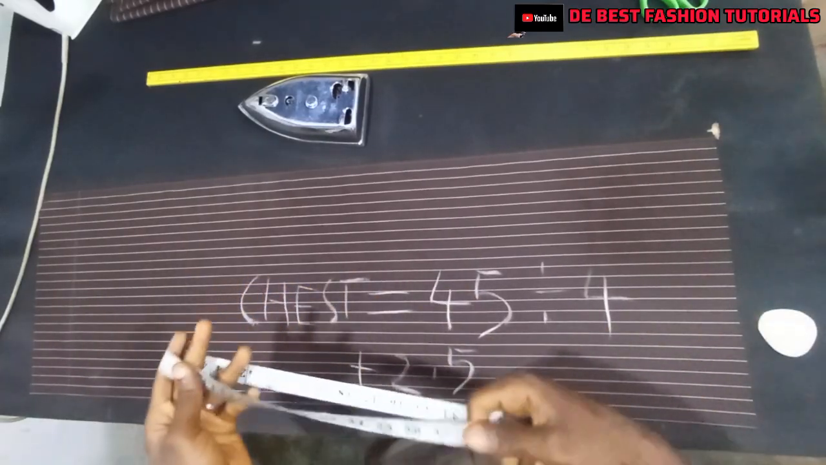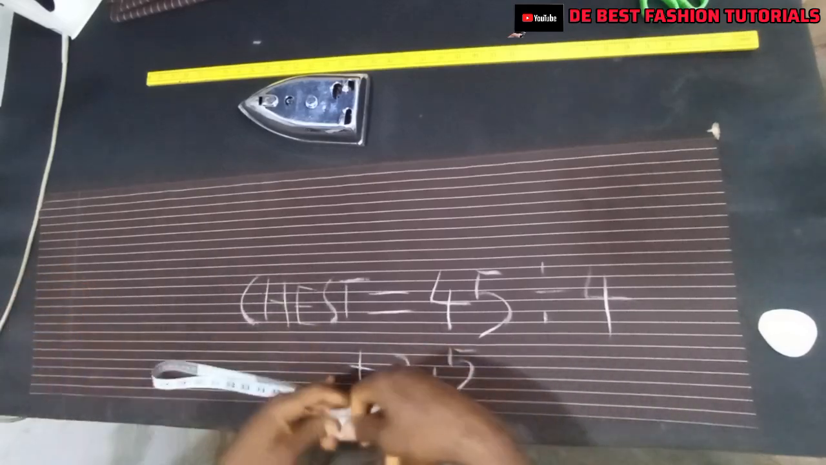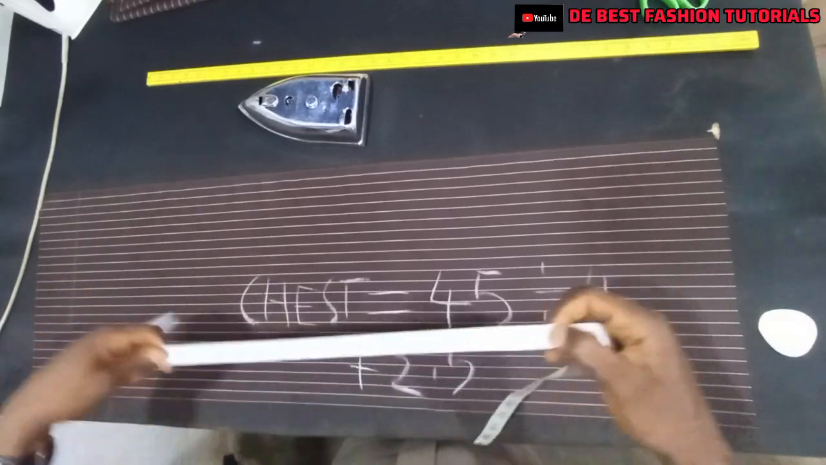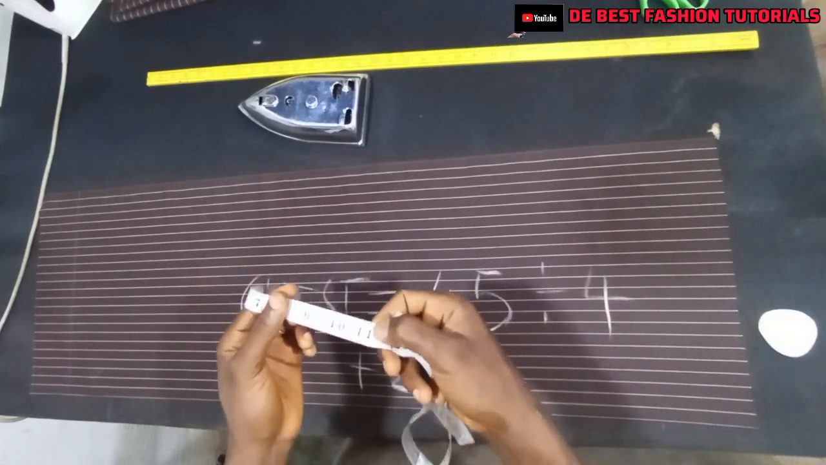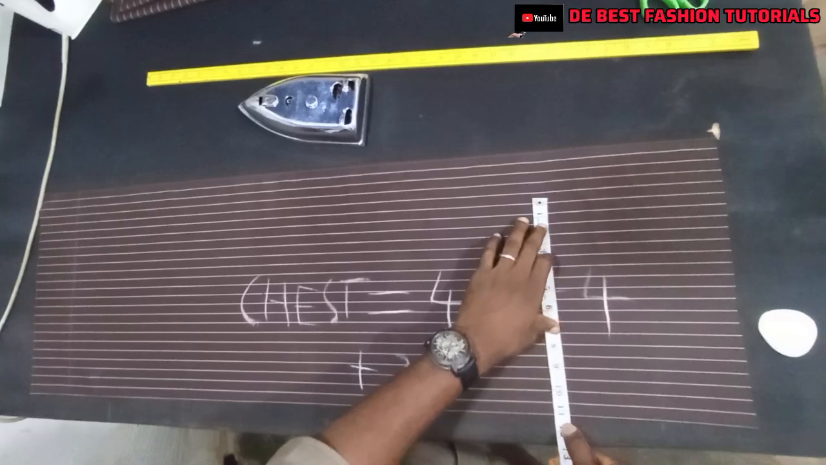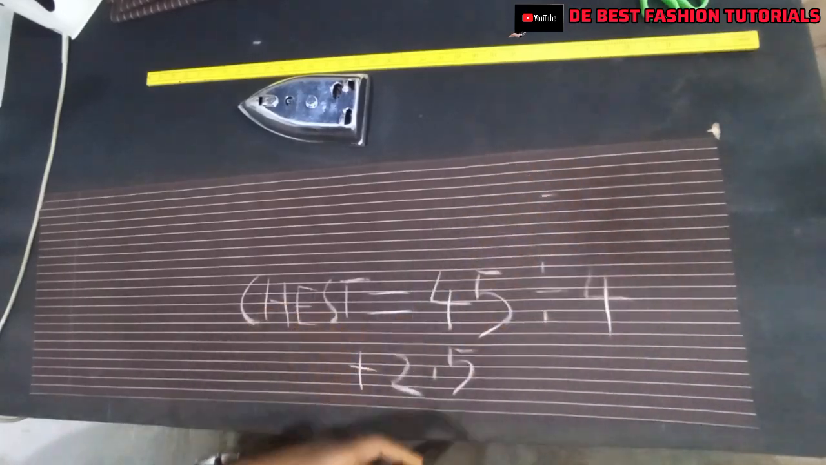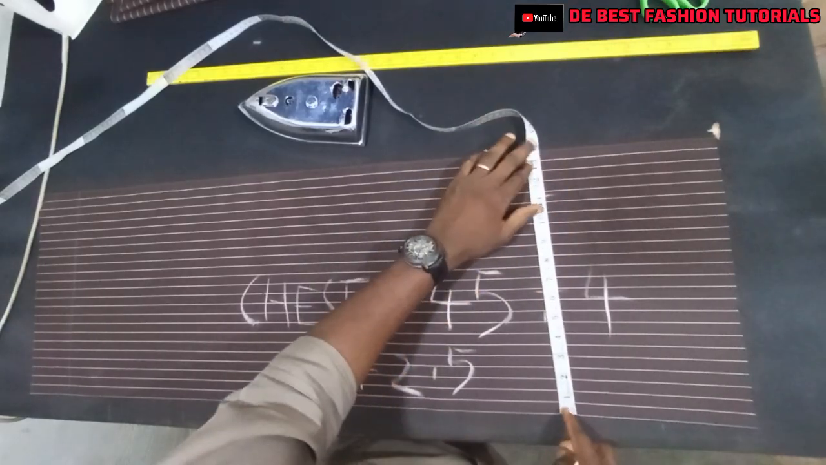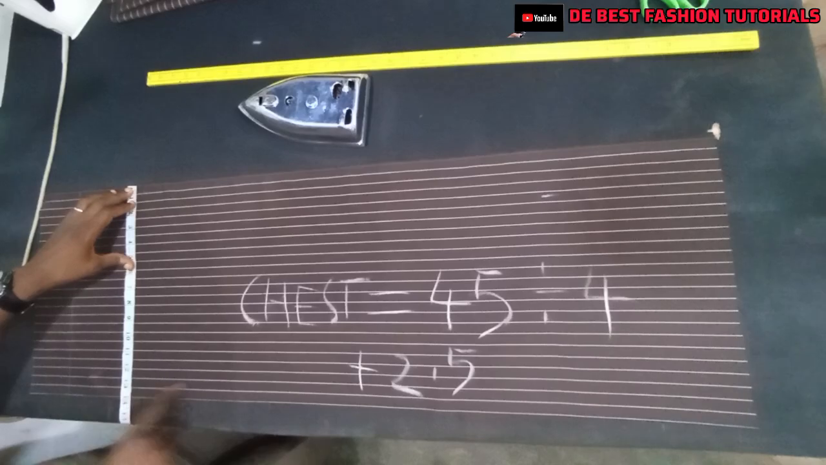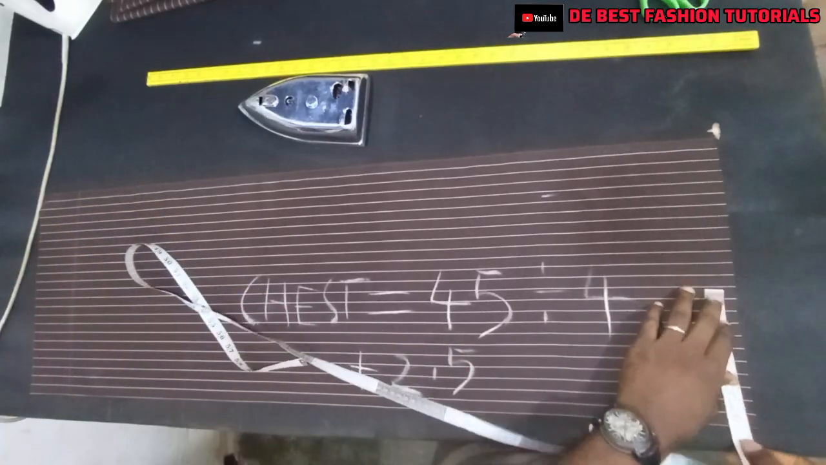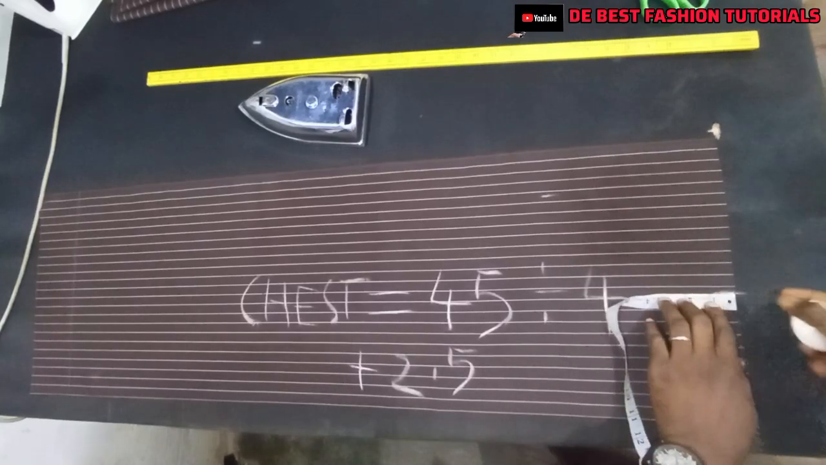So first of all is your chest divided by 4 plus 2.5 inches. That is what will give you the measurement you are going to fold to use to draft your seamster. So right here I've done it: chest divided by 4, which is 11.3, plus 2.5 inches, which is 13.8. That is what I folded right here.